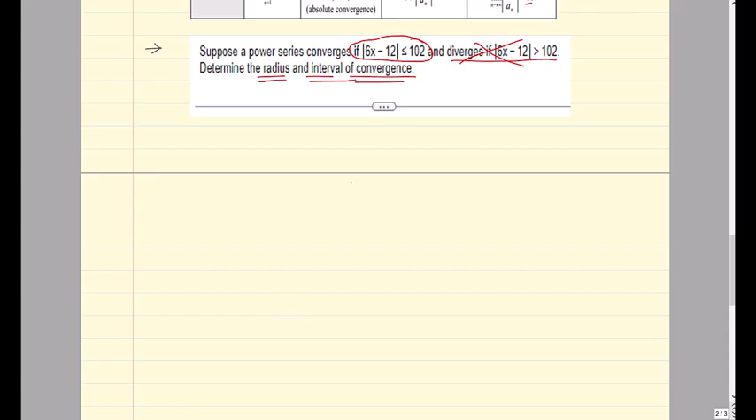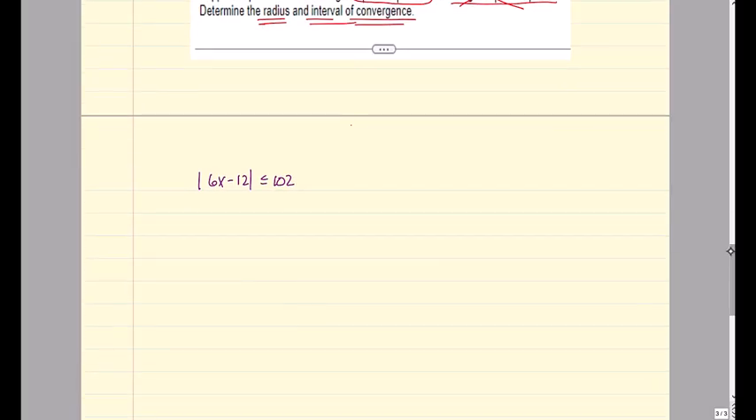So to calculate that, I'd start with this interval of convergence, and I have the absolute value of 6x minus 12 less than or equal to 102. This is basically ready to go because I already have the equal sign. So I don't really have to check my endpoints because they're already provided to me here. Otherwise, I actually would check those endpoints, but here they give them to us in this case. And I could rewrite this as negative 102 less than or equal to 6x minus 12 less than or equal to 102. That's the definition of the absolute value.